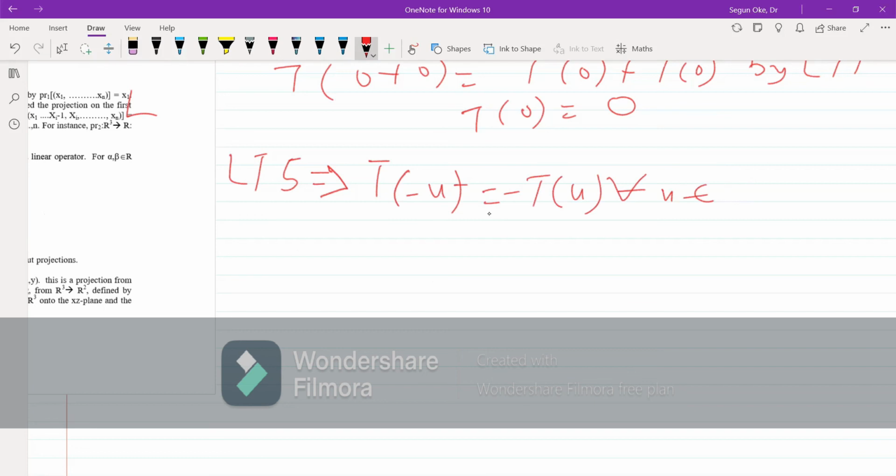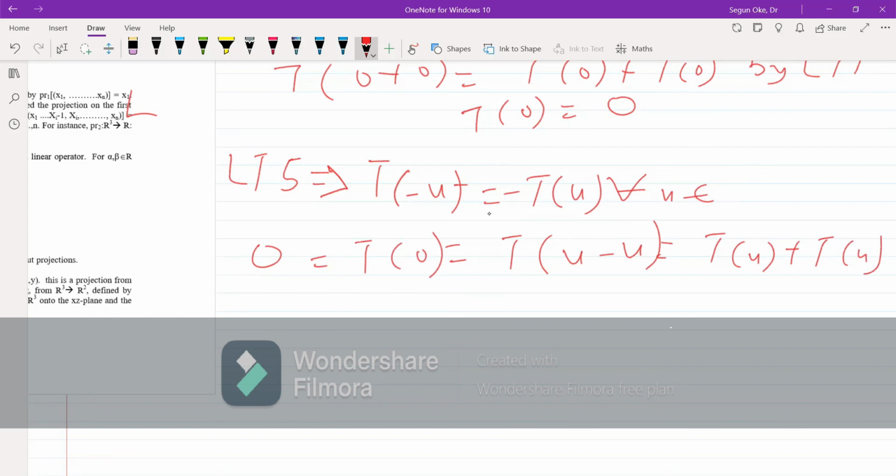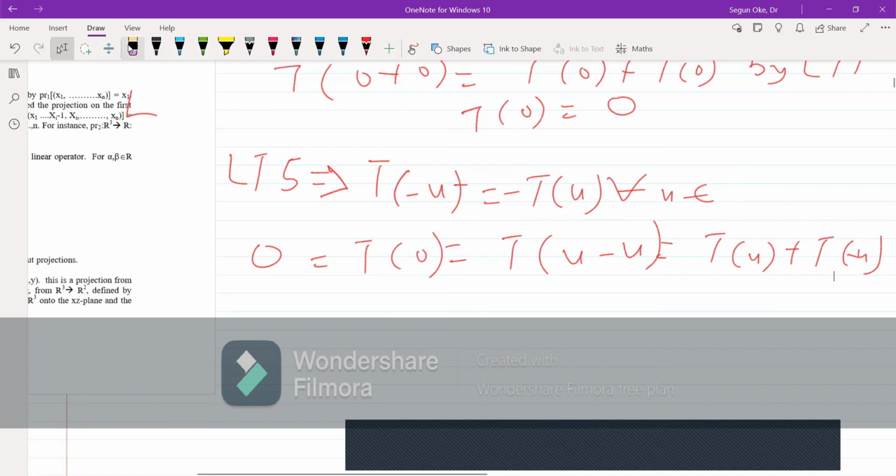Why is this so? Well, since 0 equals T of 0, which is the same thing as T in bracket U minus U, which is the same thing as T of U plus T of minus U. Let me rewrite this aspect so that it can all be on one page.